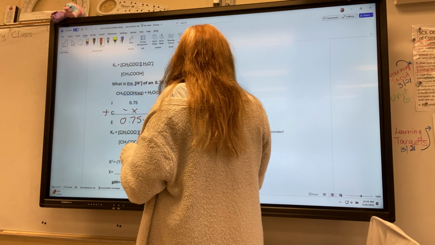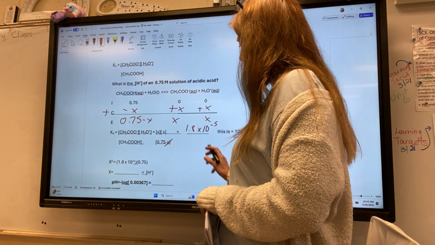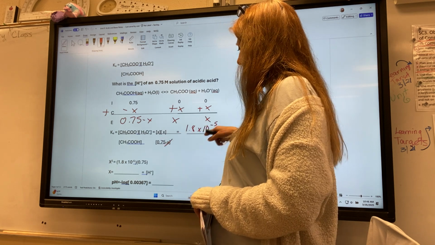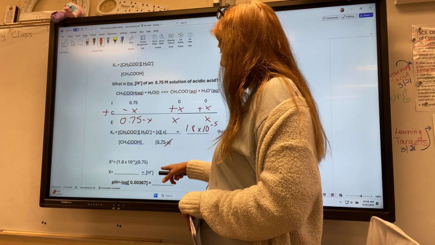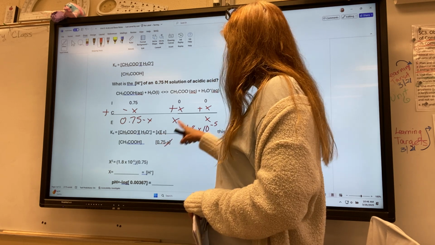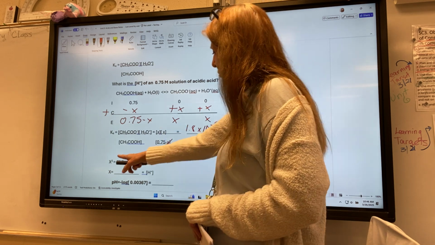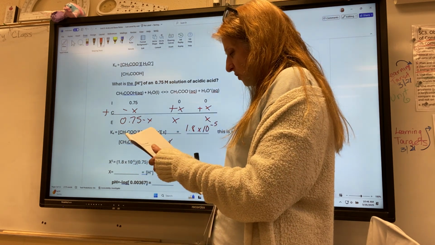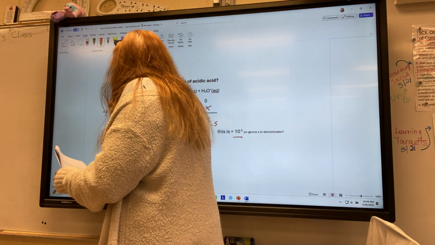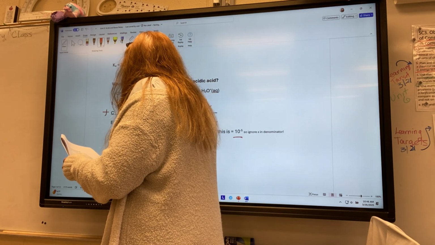Those times 10 to the negative fifth, and that's why we could ignore it. And now we are going to solve for X. This is X squared, so we take our 0.75 and multiply it. That's X squared. We take the square root of both sides and we get the answer. Are y'all following my math here? And it is 0.0367.